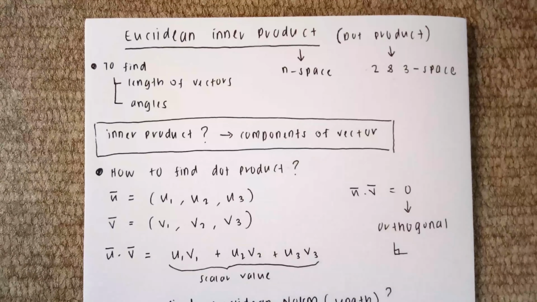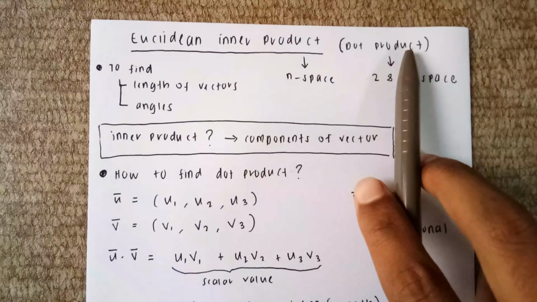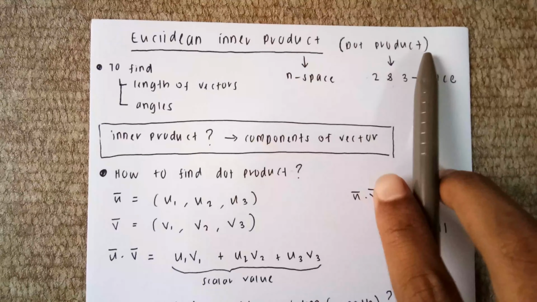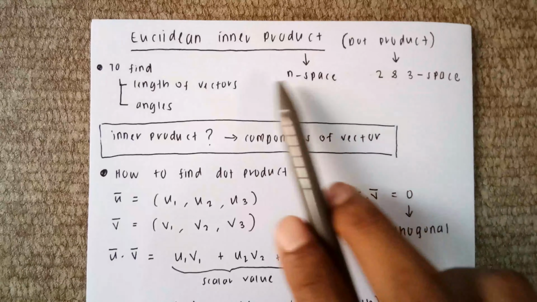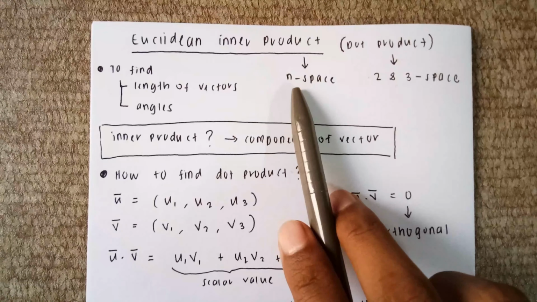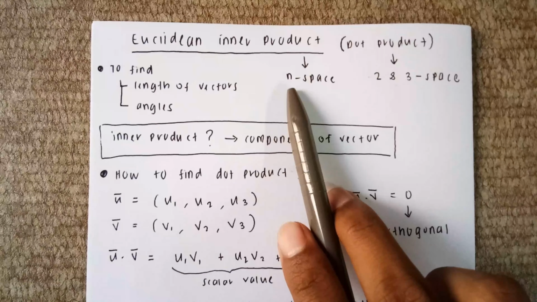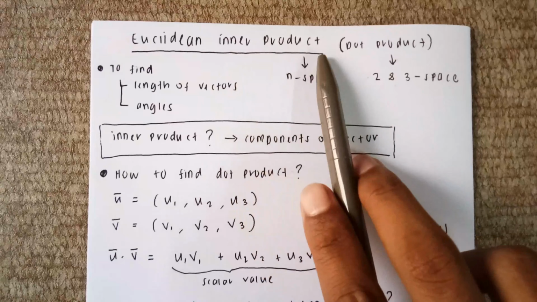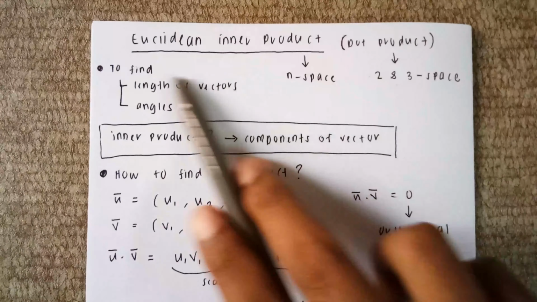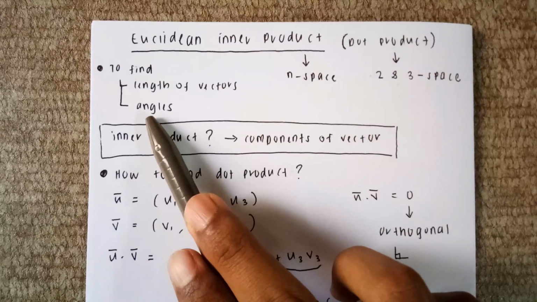The next one is the Euclidean inner product. It is also known as the dot product, but specifically the dot product is for vectors of 2-space and 3-space, while the Euclidean inner product is for n-space. It means that n can be any positive integer, for example 4-space, 5-space, and so on. So what is the inner product for? It is actually used to find the length of vectors and to find angles.